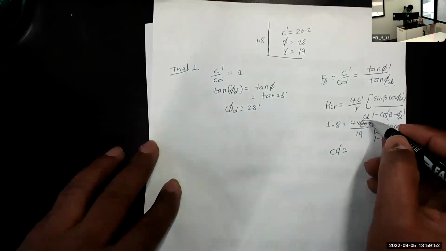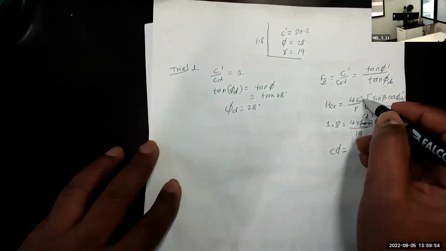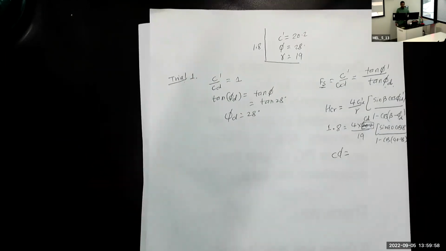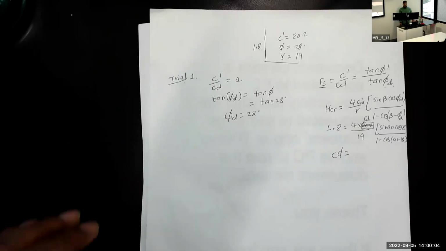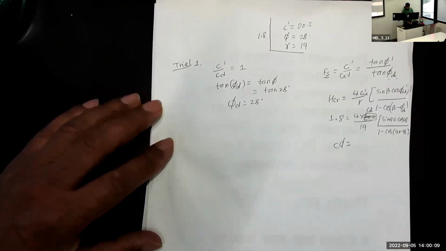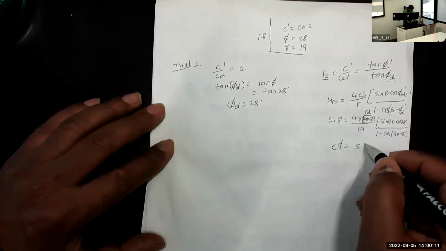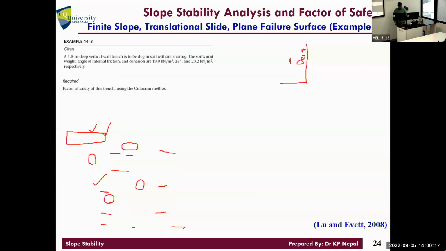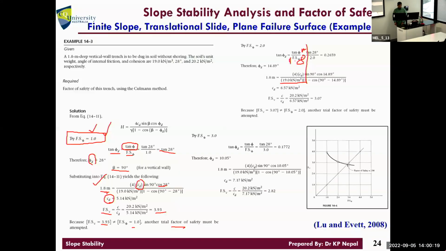How much did you get? CD. If I get 20.2, I don't need to do any further. I got the same thing, but we keep doing until we get that done. How much did you get? 5.13. Let's check if they calculated the same thing. Yes, 5.13. First calculation is 5.14 there. Makes sense.